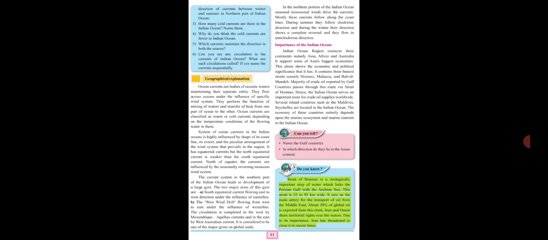It contains three busiest straits. Now, the last class what I told you all, what is a strait, student? It is a narrow passage which connects two large areas of water, or it connects two seas. So this alone shows, it contains three busiest straits: the Hormuz, the Malacca and the Bab el-Mandeb.